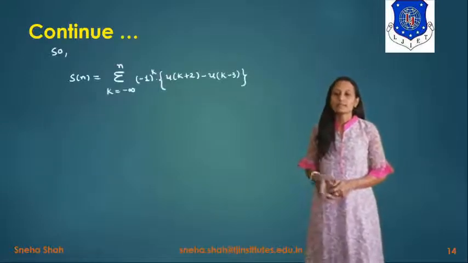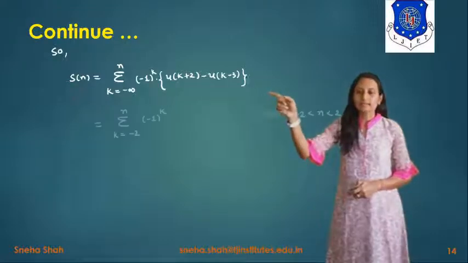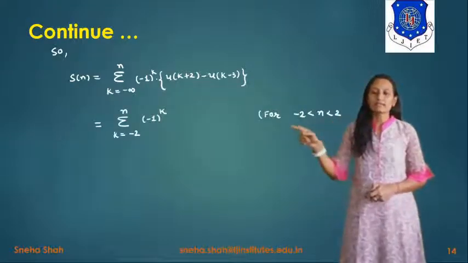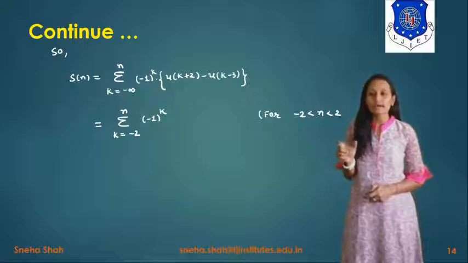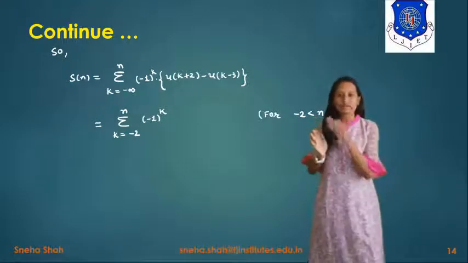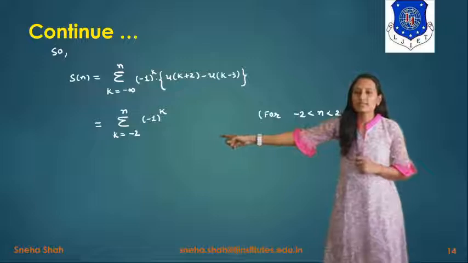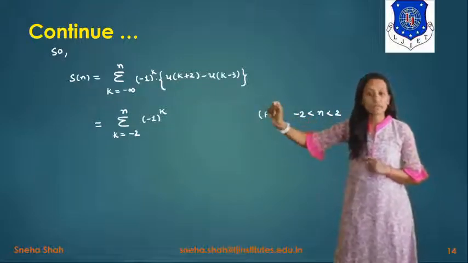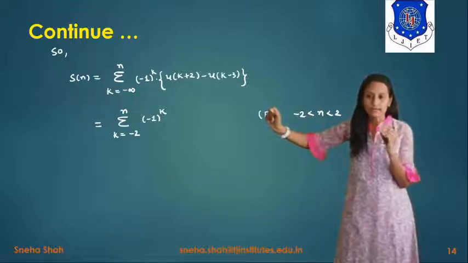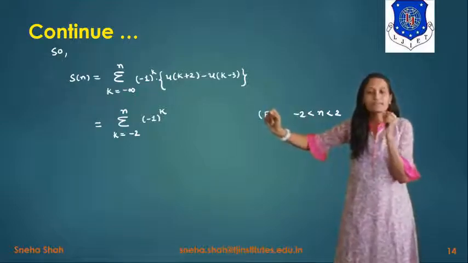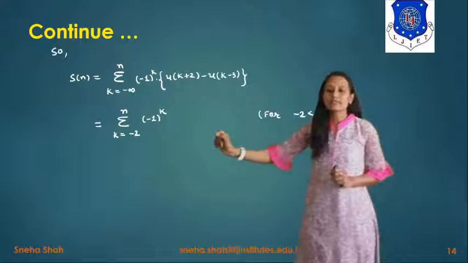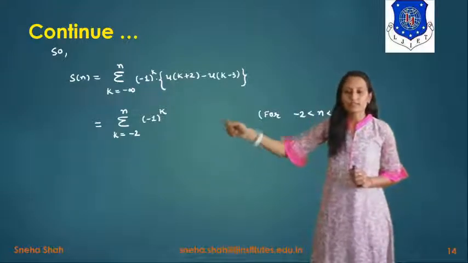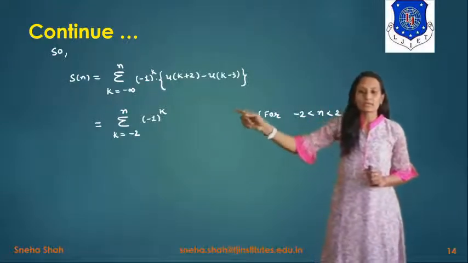Now if we take the value of n which is less than 2, then what will be the term? So S of n equals this term, right? In this, if we take the value of n in between minus 2 to 2, then the overlapping will be in between only minus 2 to n. So the summation k equals minus 2 to n, because the value of n will be less than 2, right? It means up to n only there will be overlapping. So the range of it will be summation k equals minus 2 to n, minus 1 raised to k.